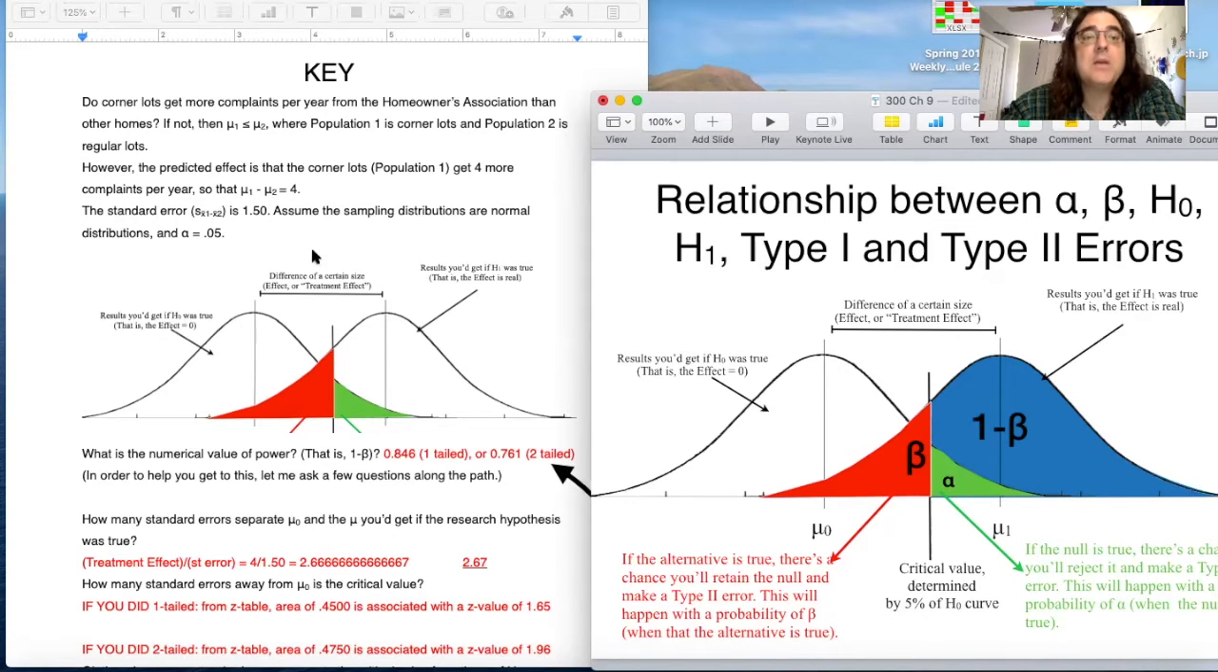How much sampling error? Well, I gave that to you as well. The standard error is 1.5 complaints. I've also told you to assume that alpha is 0.05, and I've told you to assume that the sampling distributions are normal. That is a cheat. That is not a real assumption that we would use.